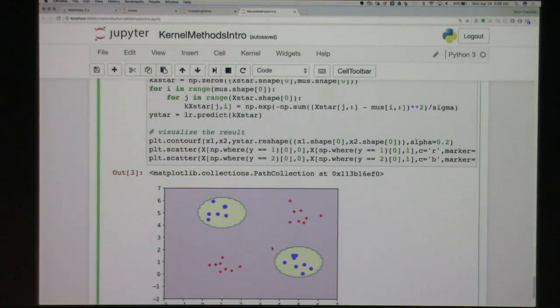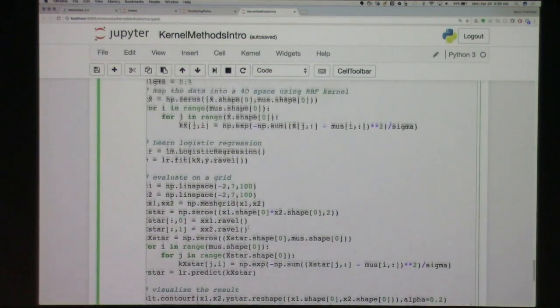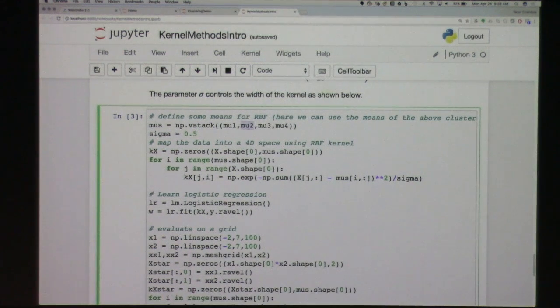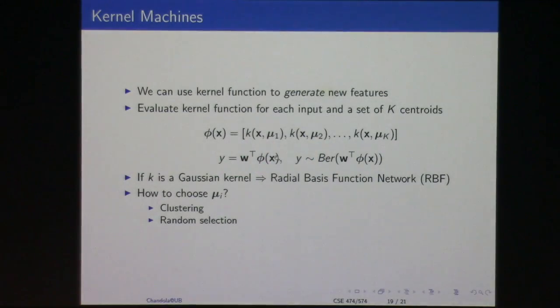But one way to control the overfitting in this case is by the number of centroids that you use. Maybe I should have that demonstration at some point. This is another parameter of this RBF network: how many centroids do you need? If you choose, let's say, one centroid, then you would be mapping every data point into a one-dimensional space, so your model will be very simple.